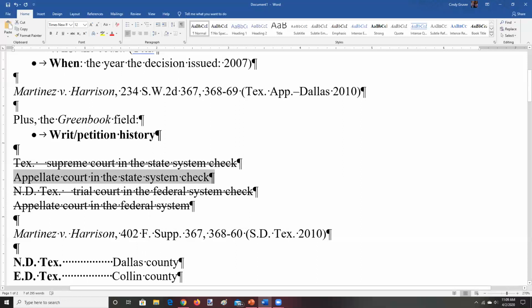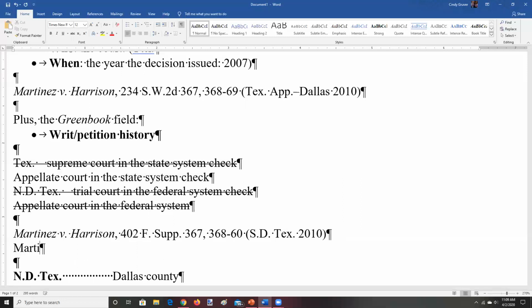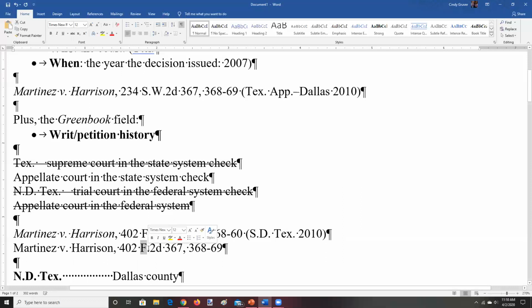Now we're going to do this as if this were an appellate court. So again, we're going to go with Martinez versus Harrison, and we're going to make this 402 F.2d, the Federal Reporter second, 368-69. So again, this is just one letter for the Federal Reporter, so there is no space. So this is much more similar to the Southwestern Reporter. F. Supp. is just kind of odd, to be honest with you.